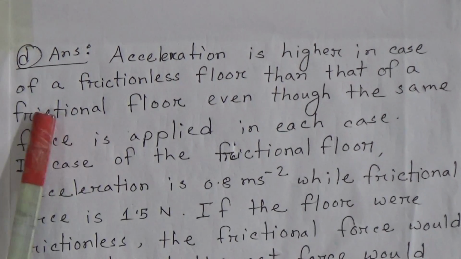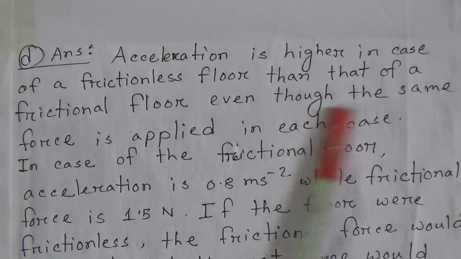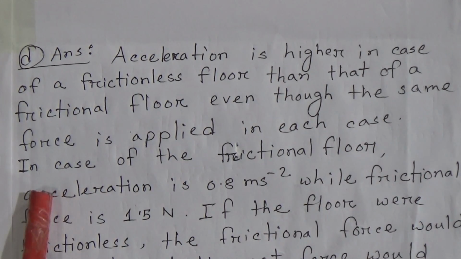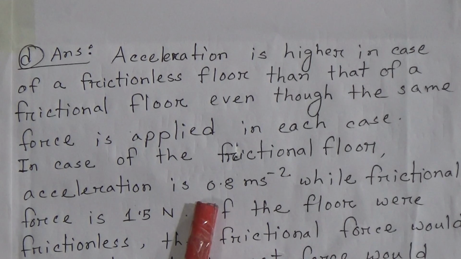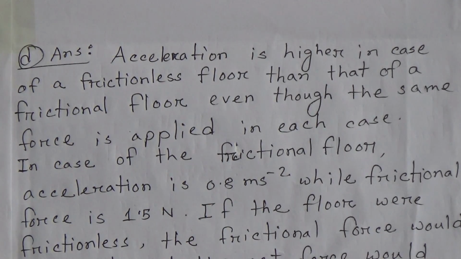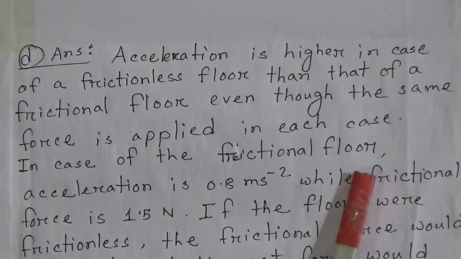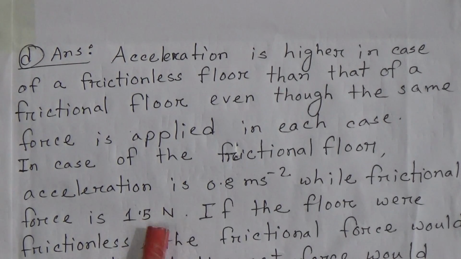Acceleration is higher in case of a frictionless floor than that of a frictional floor, even though the same force is applied in each case. In case of the frictional floor, the acceleration given in the CQ is 0.8 meter per second square, while the frictional force is 1.5 Newton. This is given in the stem.